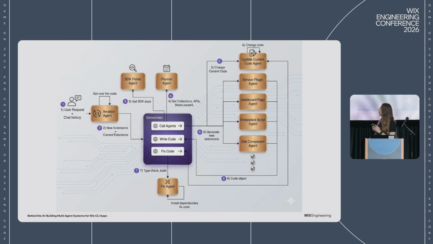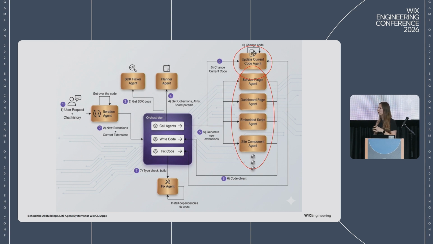So let's go over the end-to-end flow. We have the user requests and chat history. We have the iteration agent that suggests the relevant new extensions to add if needed, and current extensions to change if needed. The SDK picker agent enriches those extensions with the docs. The planner agent suggests the shared params if needed. And then for new extensions, we call the same flow of the extensions agent. And if there are any current extensions to change, we will call also the update current code extension agent.